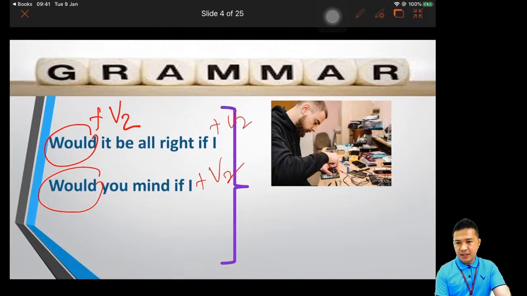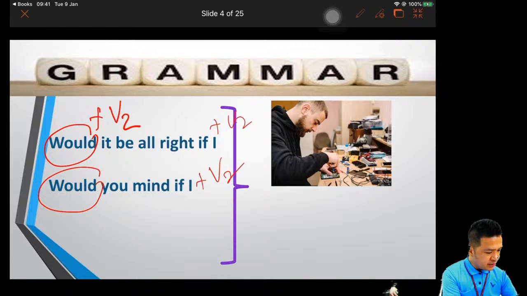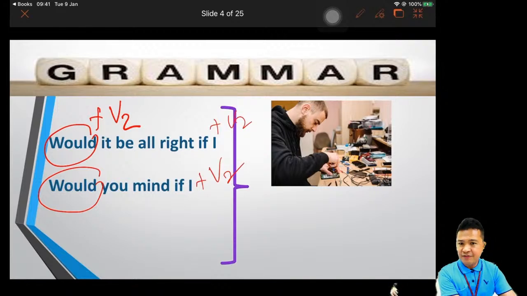Number 4 from room 8. "Would you mind if I fix?" It is always followed by verb 2. Please change the verb fix to verb 2. "Would it be alright if I fix your cell phone?" Very good. Number 28 from room 6. That's correct. "Would you mind if I fixed?"